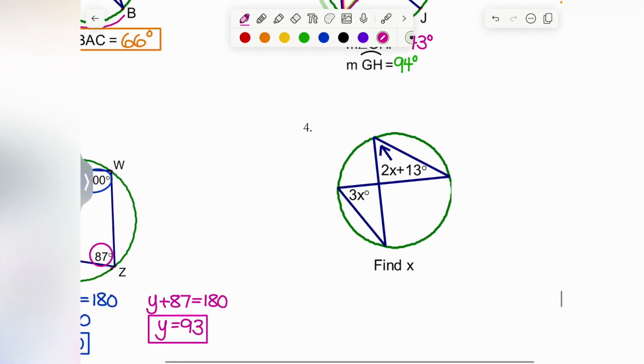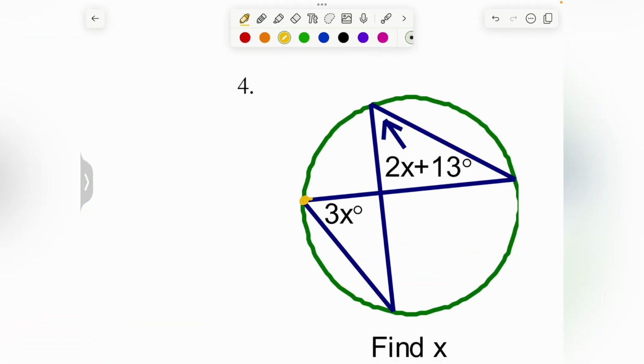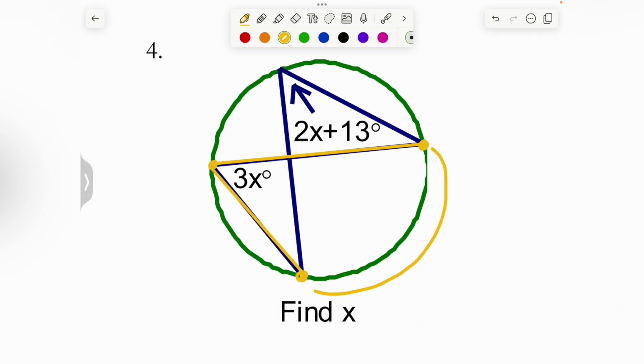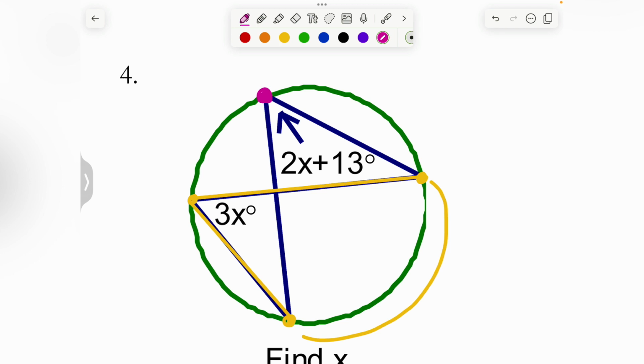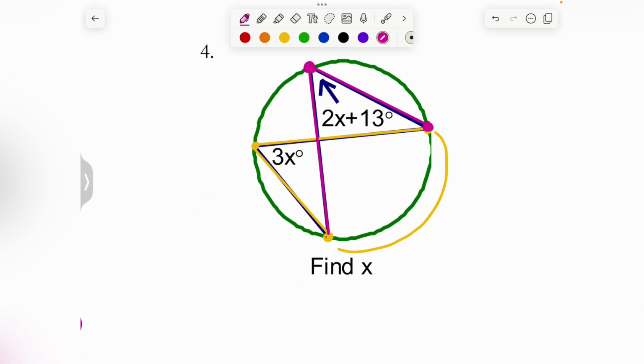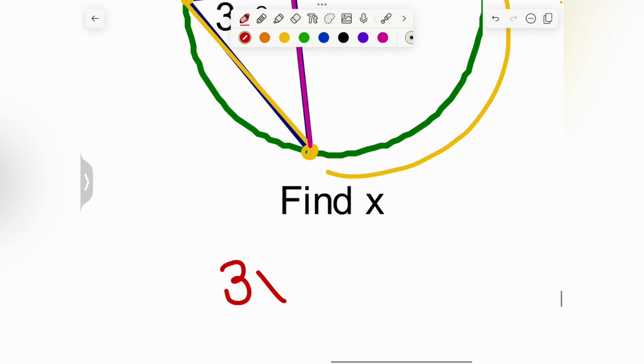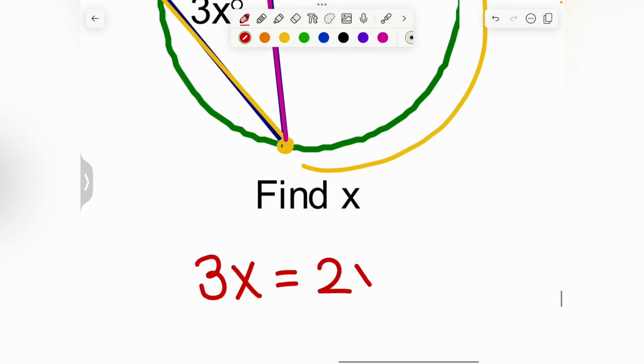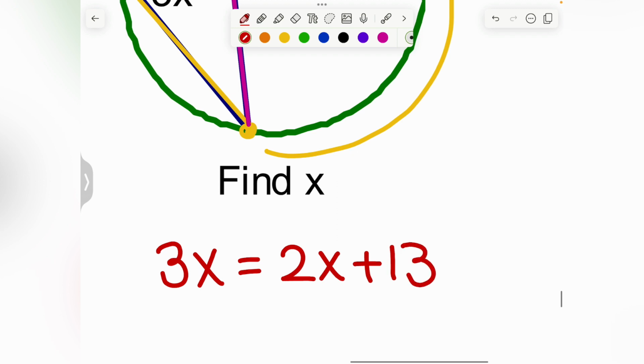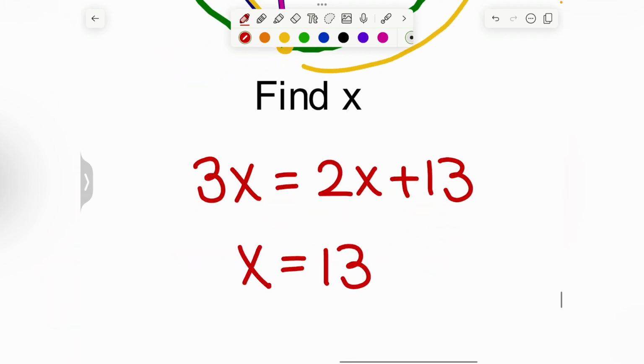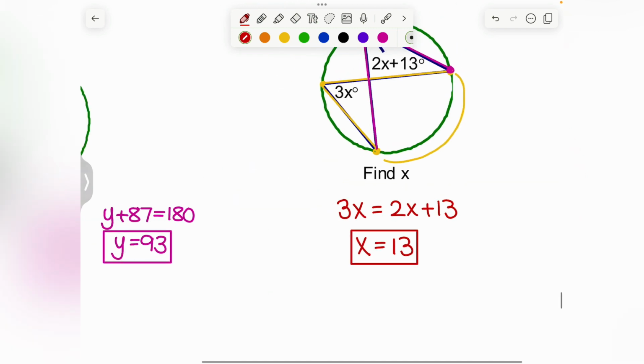Now, this one, last but not least, we have this angle is 3x. I personally like to trace it to see what arc it's opening to, if it's an inscribed angle, which it is because it's on the edge. So we're opening this 3x angle to that yellow arc. But if you take a look here, this angle is opening to the same exact arc. So what does that mean about them? It means they're congruent. So that's the theorem. We are just going to set 3x equal to 2x plus 13. Subtract that 2x over. So 1x, or just x, equals 13.